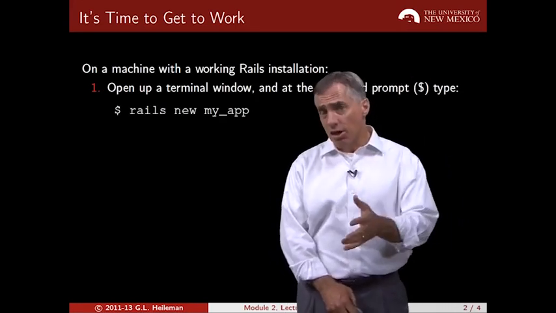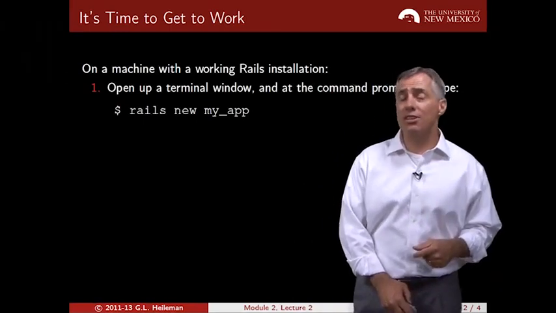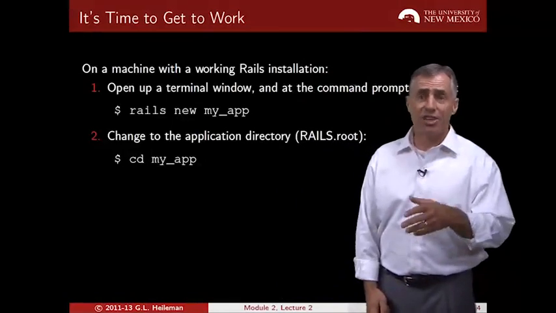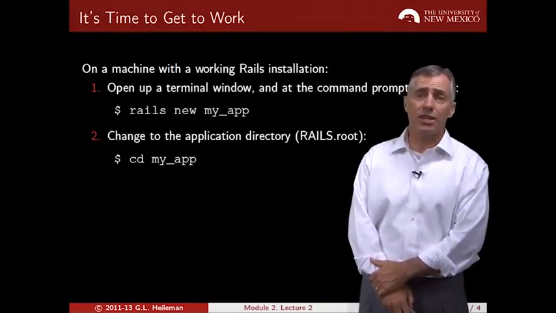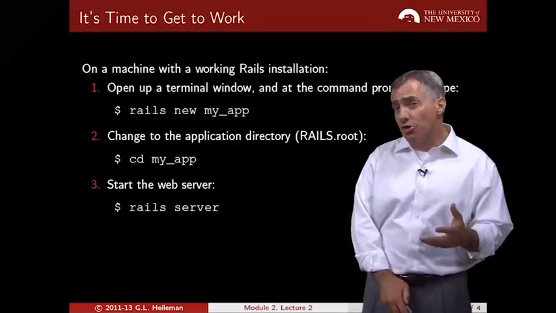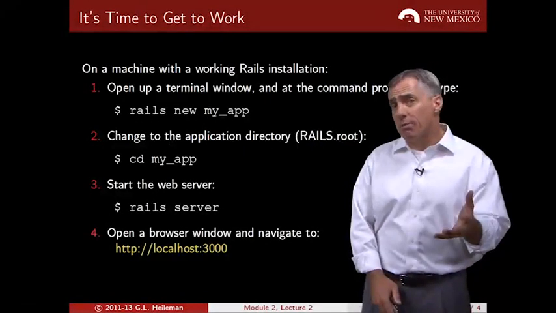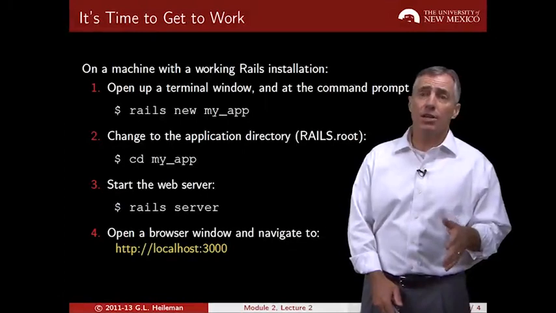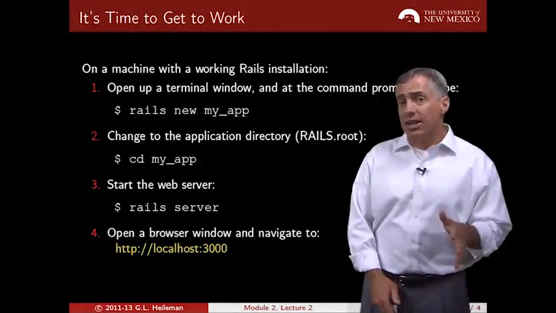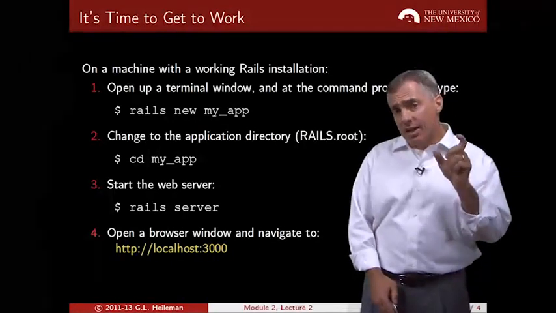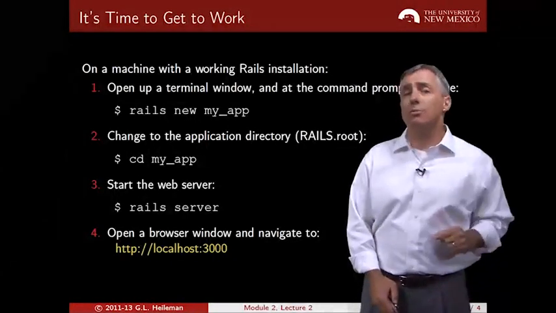I'm going to talk you through this, and then I'm going to show you how I did this on my own machine. Next, you need to change directories into the directory that Rails just created for you. You need to start the web server, and this is done using rails server. And finally, you need to point a browser to http://localhost:3000. And that will attach to this web server and deliver up a web page.